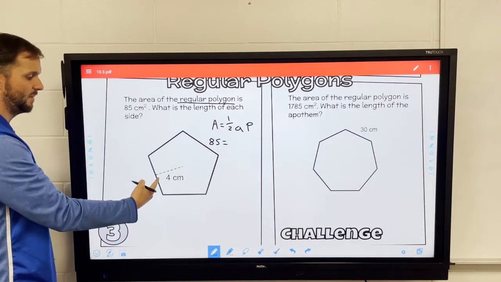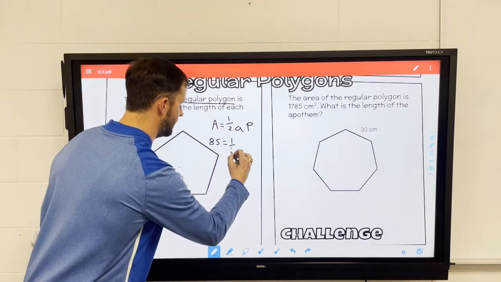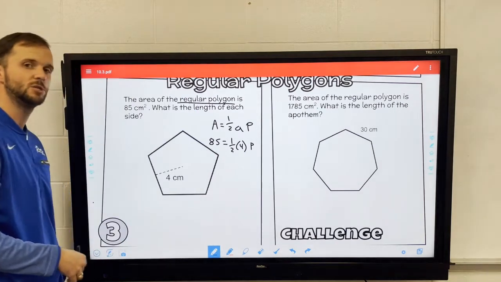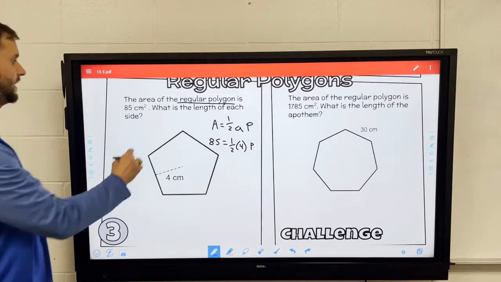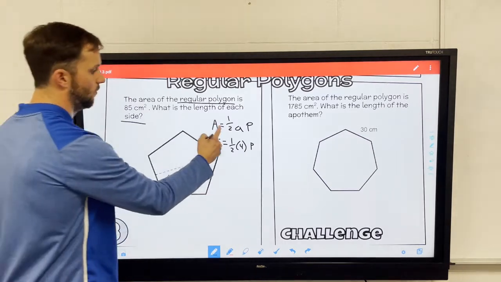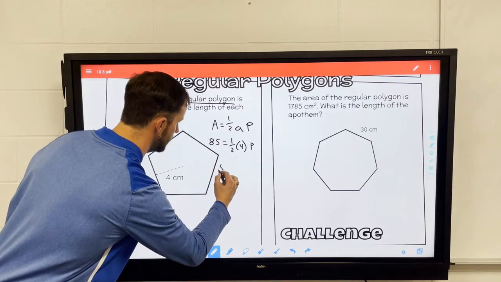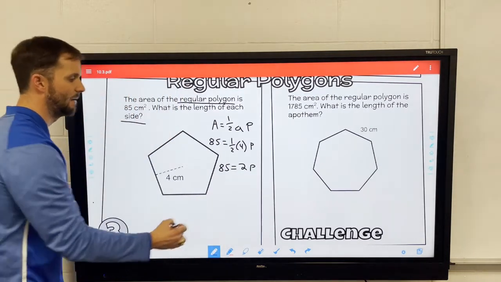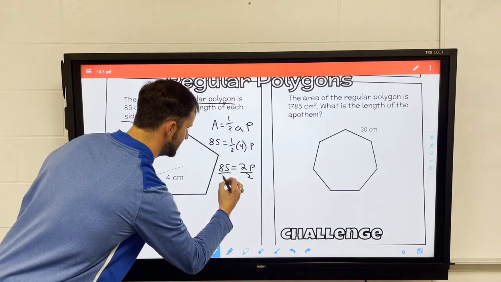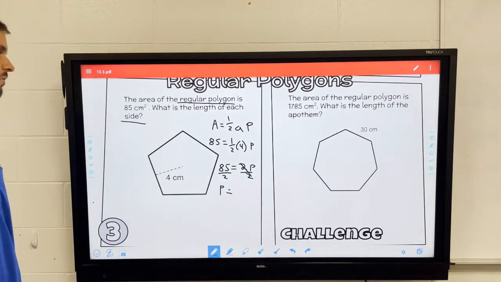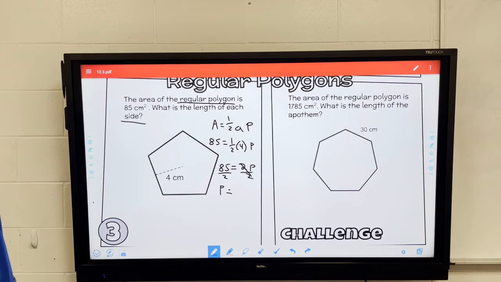They already gave me the apothem, which is 4. So I'm gonna plug that in. And so now the only thing I have left is my P, which is my perimeter. And it's asking for one side length. So let's go ahead and solve for P real quick. So 1/2 of 4 is gonna be 2. So that'll be 85 equals 2P. And then I'm gonna divide by 2 on both sides to get P by itself. So P is gonna be equal to, what? Is that gonna be 42.5?